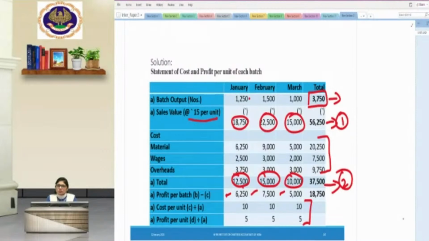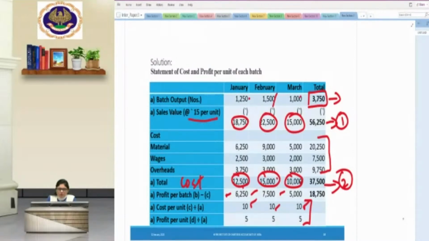So in batch costing, cost per batch you have to calculate. It will not be given separately in the question, but cost per unit you may be asked also to calculate. Clear? Total cost is 12,500. Units are 1250. Cost per unit is 10. Total cost 15,000 divided by 1500, 10. Total cost 10,000. Units are 1000. Cost per unit is 10.